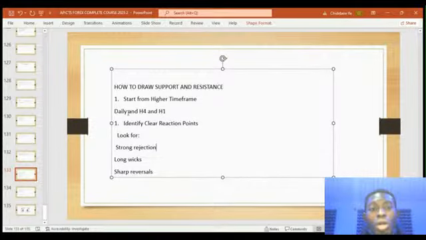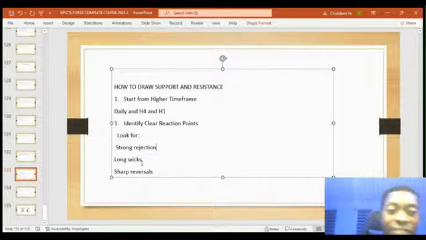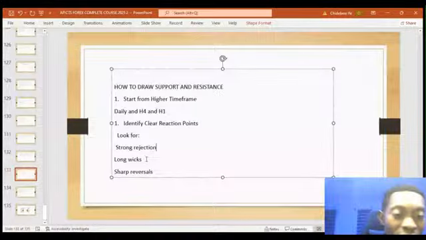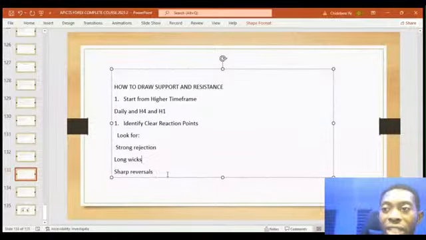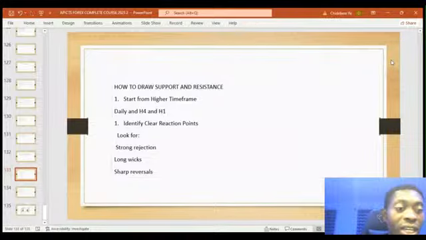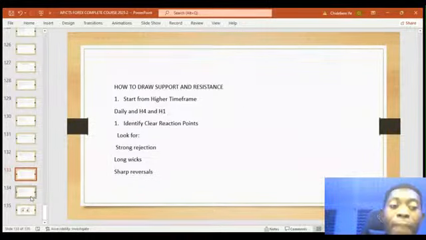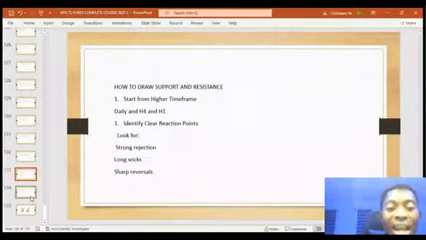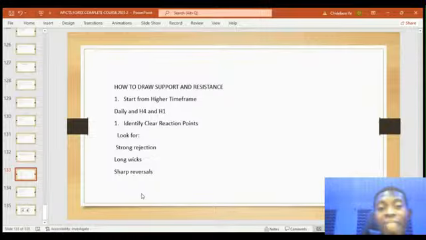Then you look for strong rejections, long wicks, and sharp reversals. Sharp reversal is very important. All these are very, very important. When you see a strong rejection, a long wick, or a sharp reversal at a certain point in the market, pay attention to those areas, because in the future the market will come back to that level and most likely it's going to react at those areas. So pay attention to this information I'm sharing with you tonight.